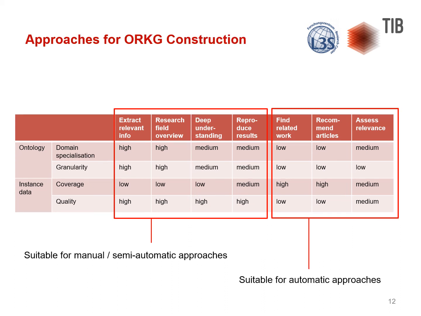We also categorize the use cases. The first category depicted on the left side has high requirements on the quality of the instance data and high domain specialization of the ontology, but only low requirements on the coverage of the instance data. For that group, manual and semi-automatic approaches are more suitable for knowledge graph population to get high quality data. The second group depicted on the right side has high requirements on the coverage of the instance data and rather low requirements on quality of the instance data and domain specialization of the ontology. This group is predestined to full automatic approaches to get instance data with high coverage.